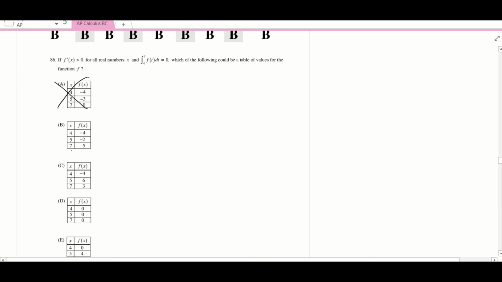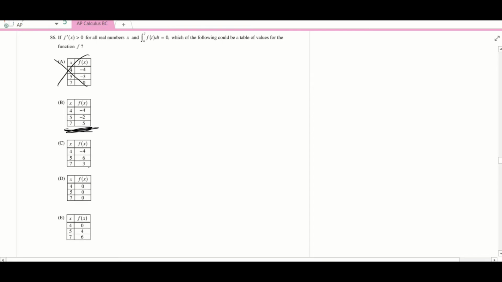B could be possible. C is definitely not possible because it goes from 6 to 3. D is not possible because the integral is 0. And E is not possible because it's always positive. So we're left with B.